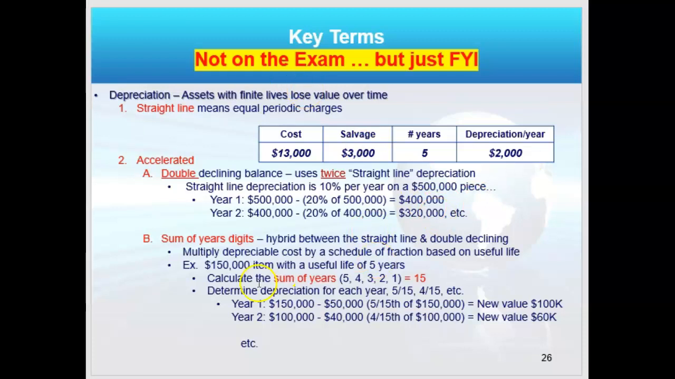And then sum of years digits. Over a 5-year project, it sums up the years. Year 5, 4, 3, 2, 1 gives me a total of 15. So in year 1, I'm going to take 5/15 as depreciation. In year 2, 4/15, etc. But you don't need to know that for the exam.